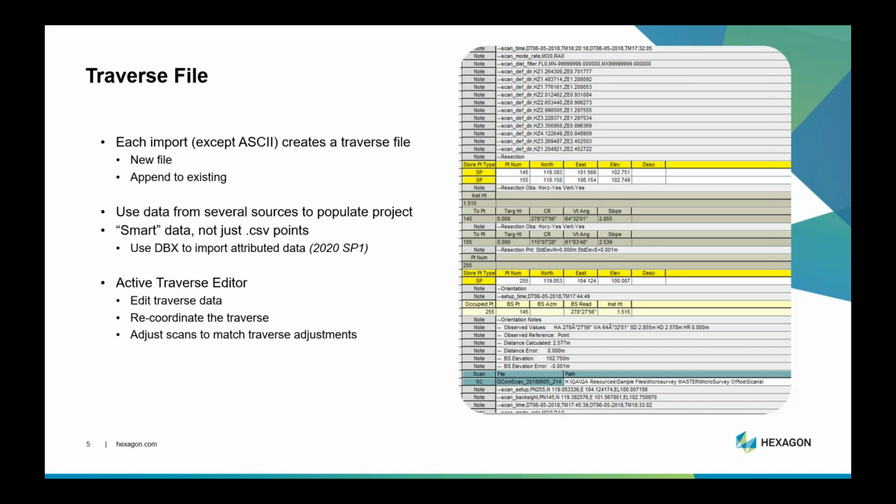And again, with the new scanners like the Leica MS60 that will import a point cloud with the file, you can recoordinate that scan with your traverse recoordination after you've done a least squares adjustment or a compass rule adjustment or something like that, just to try and get everything in the best possible position. What you see on the right here is the active traverse editor, and that is part of the program that you can use to edit that information.